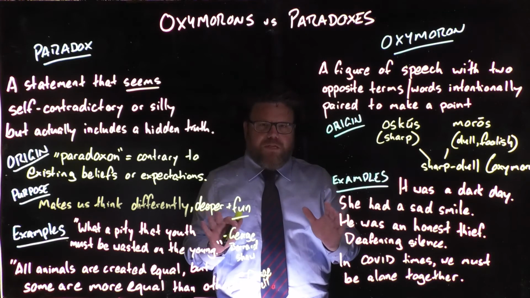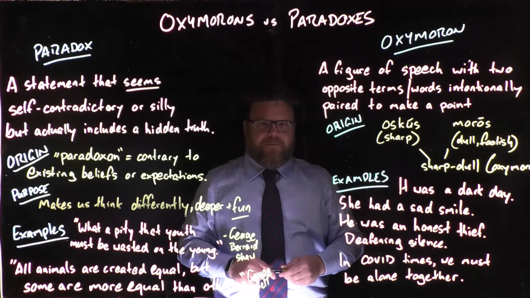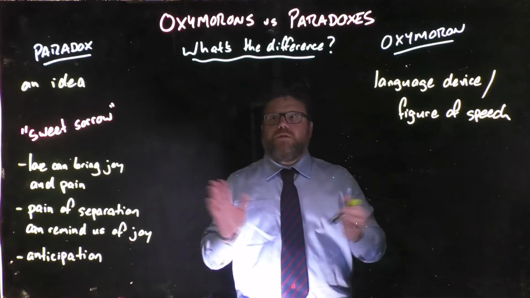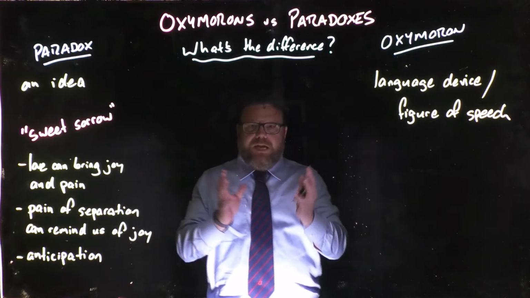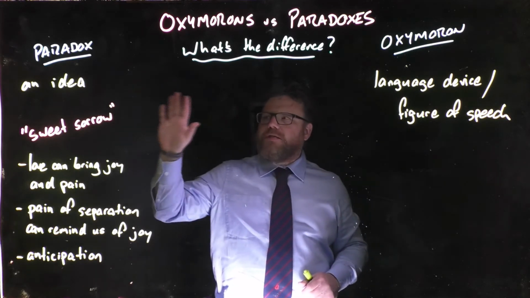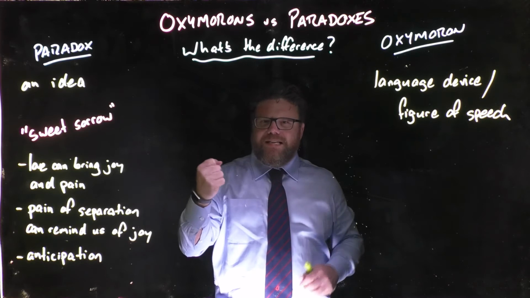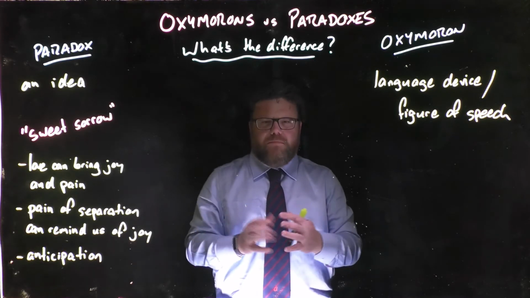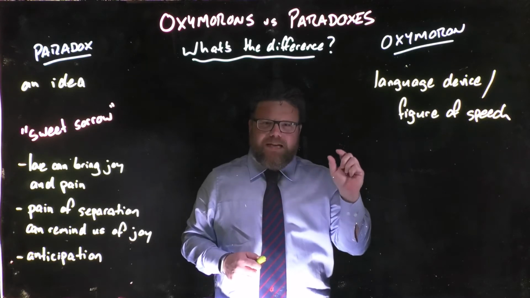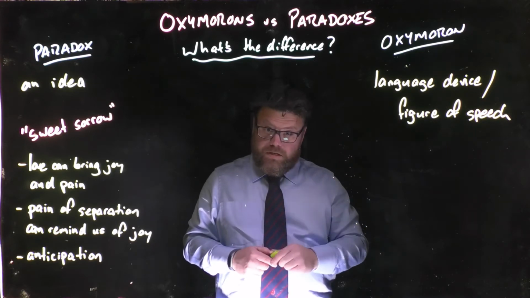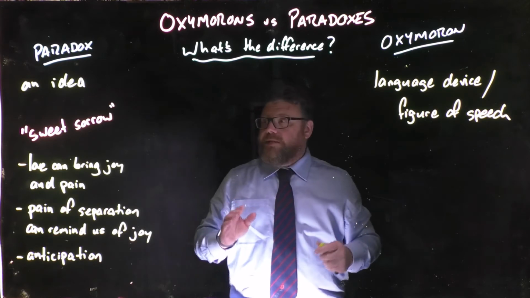What's the difference between these two? Well, I'm going to talk to you about that now. Okay, so what's the difference between an oxymoron and a paradox? The way to get your head around this is to remember that a paradox expresses an idea, the big idea, the underlying idea of the statement, whereas an oxymoron is the actual language device, the technique, the figure of speech. So I'll explain by giving you another example.